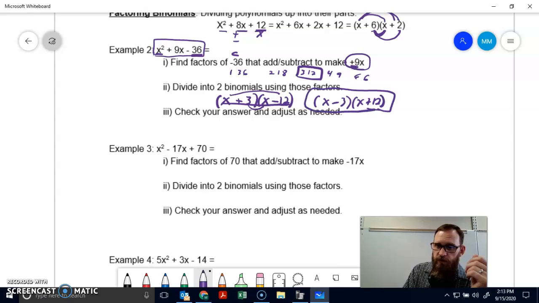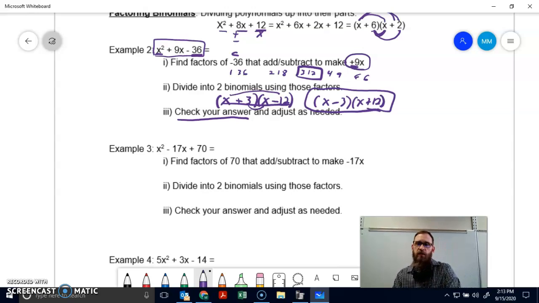So that makes positive 9. And then we can check our answer. You don't have to show any work for this. You can just check it mentally even. X times x is x squared, 12x minus 3x, and negative 3 times 12. So if you just distribute that out, you should get the same answer we had at the beginning, that equation at the beginning there. Okay, and we do. So we know that this is, in fact, the answer.